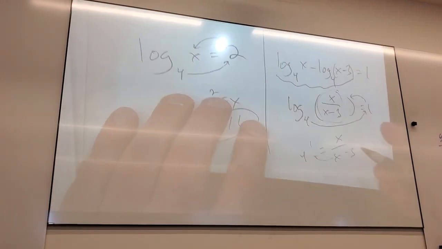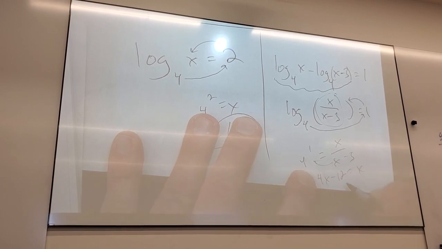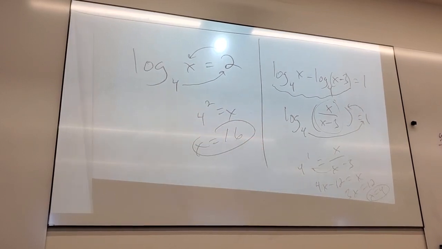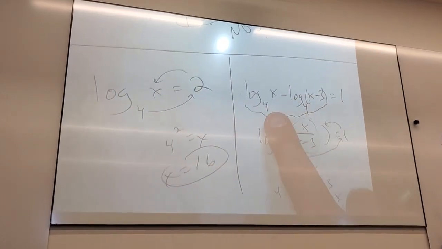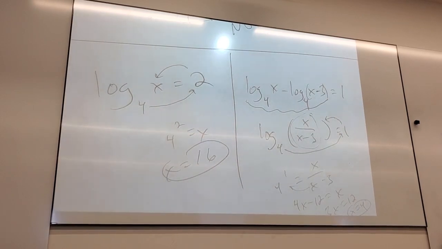So just, if you were curious, this would be 4x minus 12 equals x. Subtract x, add 12, I get x is 4, and then if I check it, it works. That's kind of how I created the equation. I just started with the answer, and I set up an equation that I knew would work.